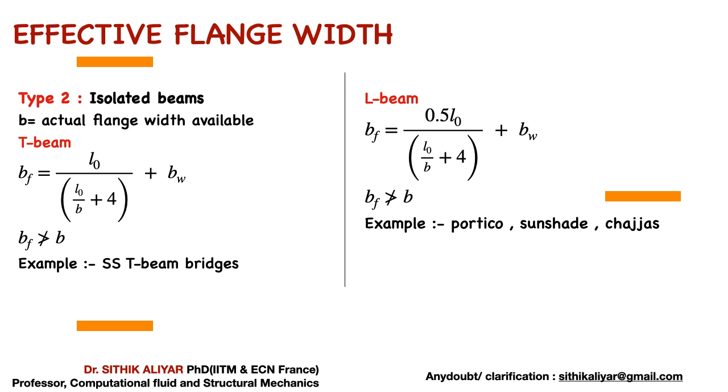It won't be interconnected. So for isolated beam cases, for a T beam, this is the formula: L0 by (L0 by B plus 4) plus BW, where B is the actual total width available, and BW is the width of the beam. For an L beam, it is 0.5 L0 divided by (L0 by B plus 4), this formula. You can note it down. These are the IS 456 recommended formulas. If you know these 4 formulas, you can easily determine the effective width of the flange, how much portion of the slab is effectively contributing to the beam.